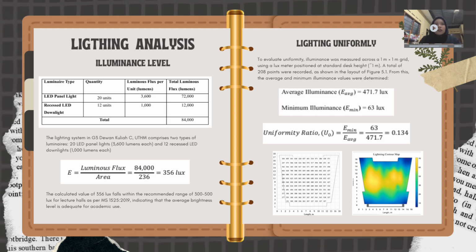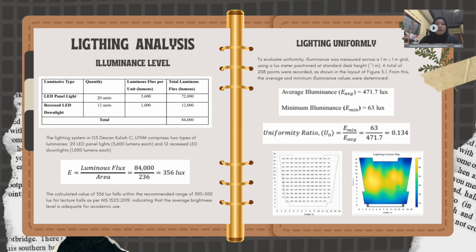So the calculated value of 356 lux falls within the recommended range of 300 to 500 lux for lecture halls as per MS 1525:2019, indicating that the average brightness level is adequate for academic use.